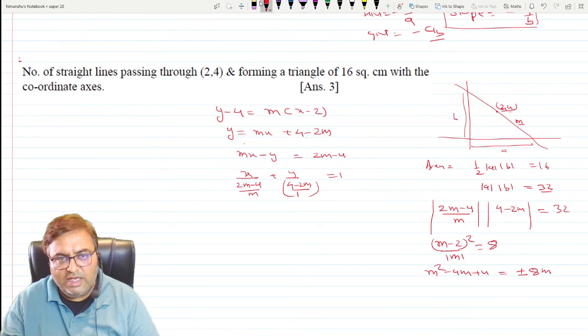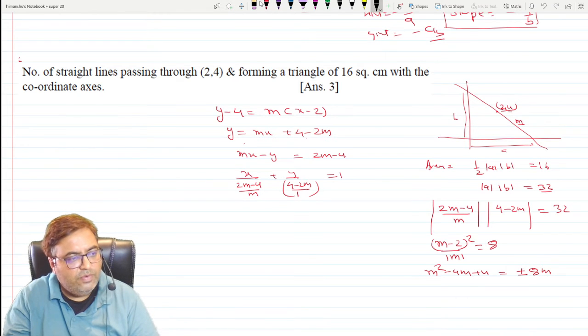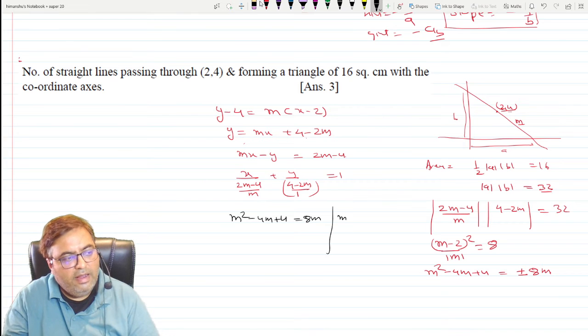तो दो इक्वेशंस यहाँ पे जनरेट हो जाती हैं. ठीक है, तो पहली इक्वेशन यहाँ पे क्या आ रही है? फर्स्ट इक्वेशन, that will give you m square minus 4m plus 4 is equals to 8m, and m square minus 4m plus 4 is minus 8m. Now in this way we are getting how many quadratics?